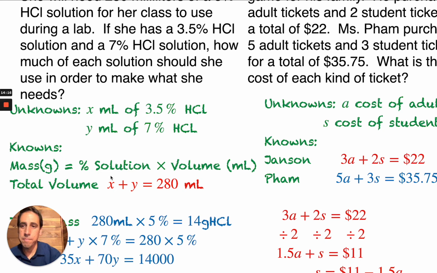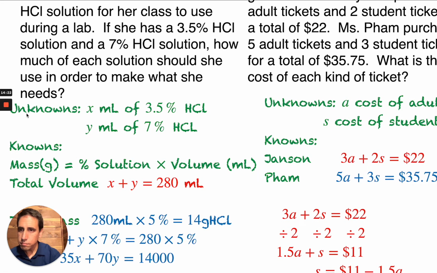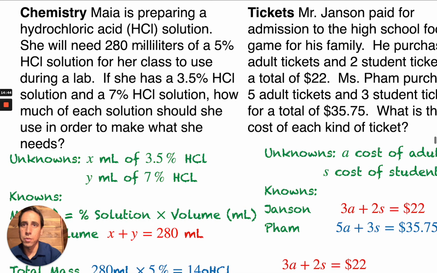So, the SATs are also testing your scientific knowledge and all that. All right, so unknowns. X milliliters of 3.5% HCl. That's what we don't know. You get the unknowns from the question. How much of each solution, there are 2 different solutions, should she use in order to make? So how much is a question, which would be measured in milliliters, because we're looking at milliliters right here.